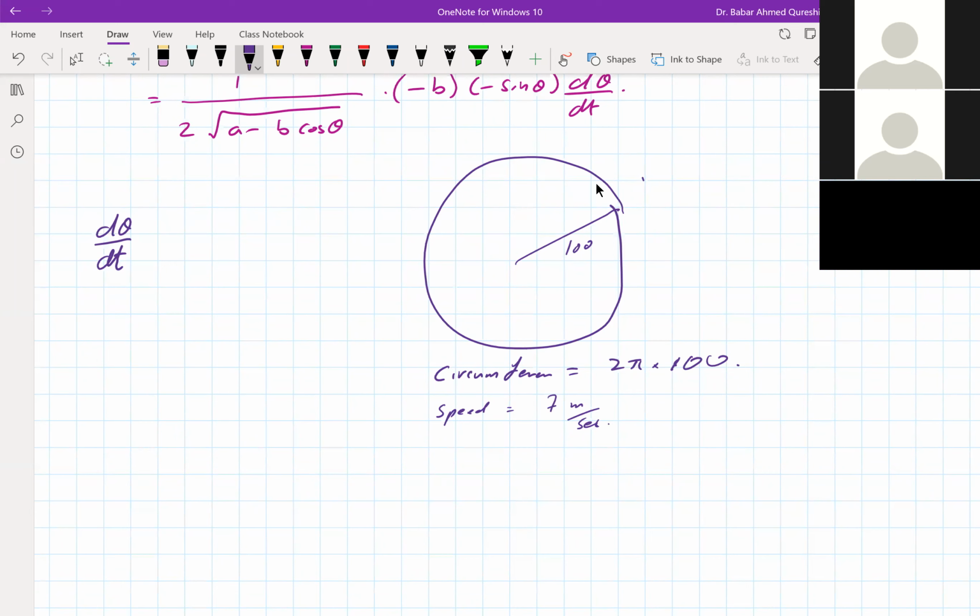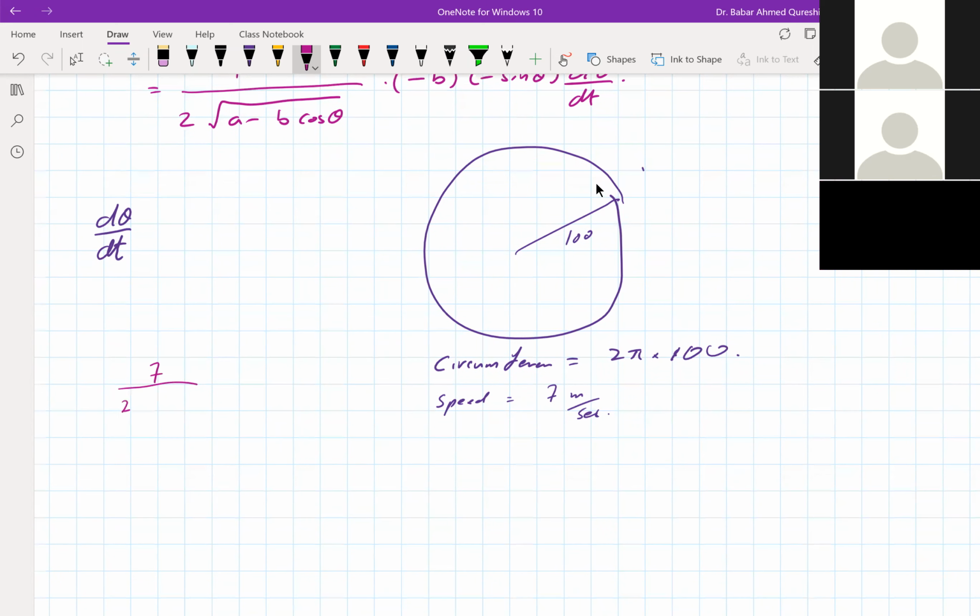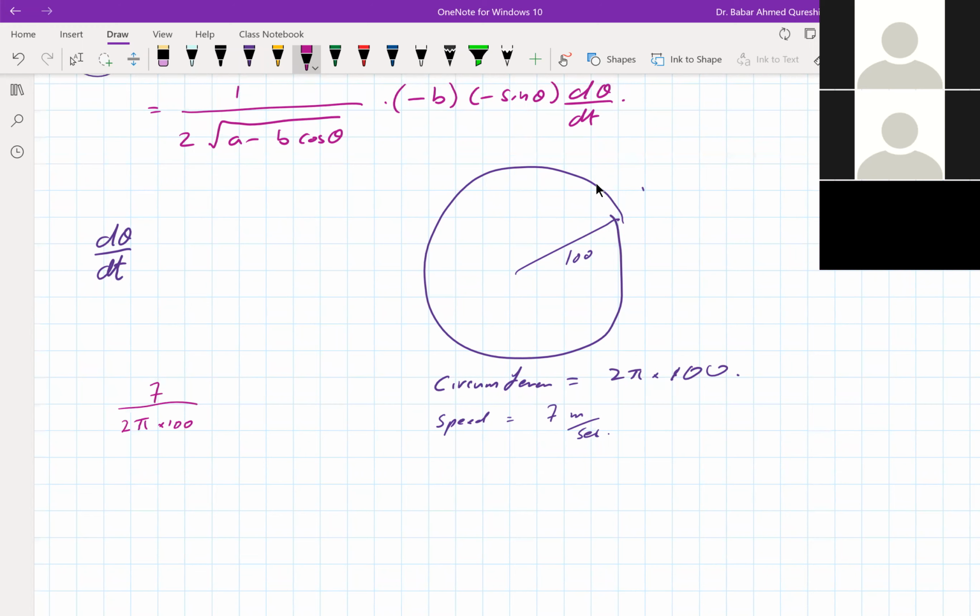So if I take the ratio, how many radians do they cover in a second? So 7 over 2 pi times 100 radians per second. So this is d theta by dt. You put this in here.